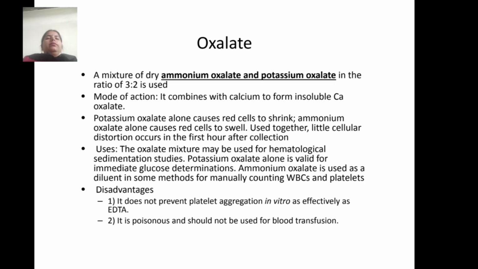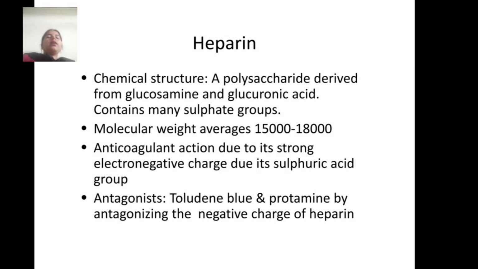In today's class, I will discuss the anticoagulant heparin. Heparin's chemical structure is a polysaccharide derived from glucosamine and glucuronic acid, and it contains many sulfate groups. Next is the molecular weight, average 15,000 to 18,000. Its anticoagulant action is due to its strong electronegative charge, due to its sulfuric acid groups.